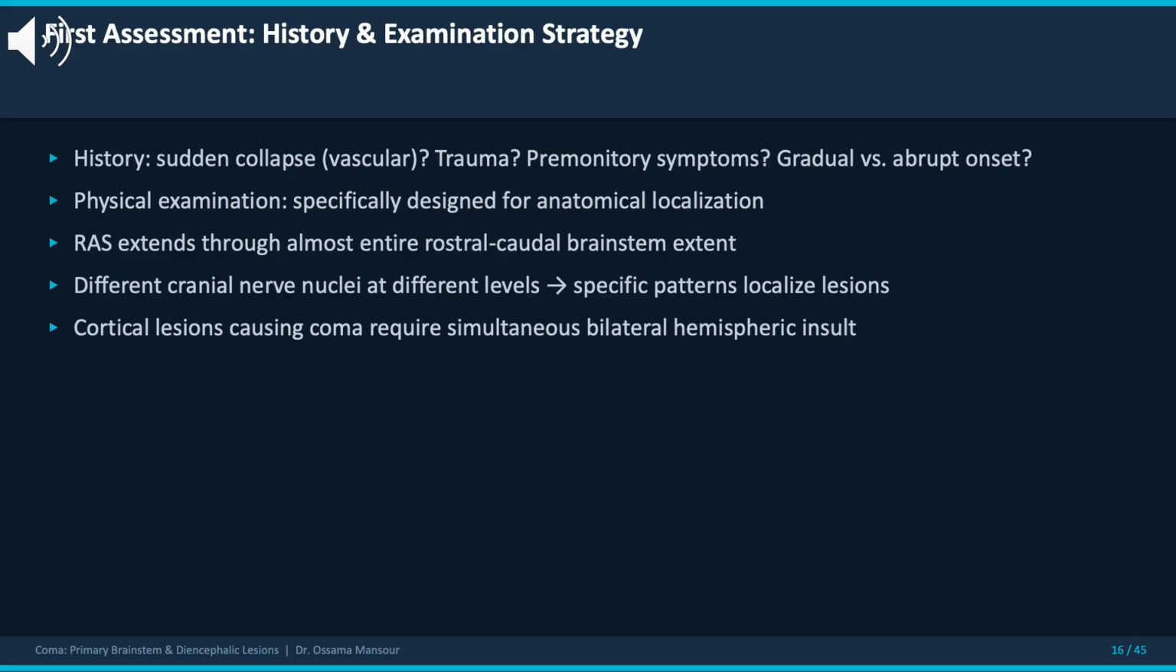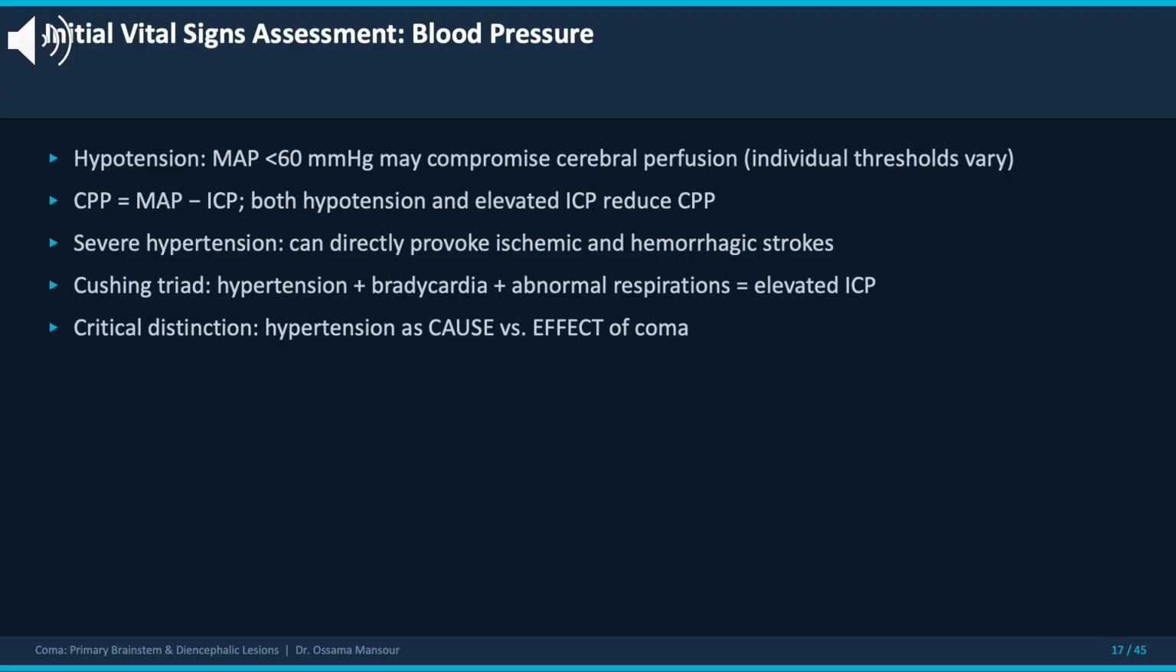both cerebral hemispheres. The initial assessment of the comatose patient must always begin with vital signs, as these provide critical clues to underlying pathophysiology and identify immediately life-threatening derangements. Hypotension is concerning because cerebral autoregulation has limits. Mean arterial pressure of 60 millimeters of mercury is used as a reference threshold, below which cerebral perfusion may become inadequate, but individual considerations are absolutely essential.